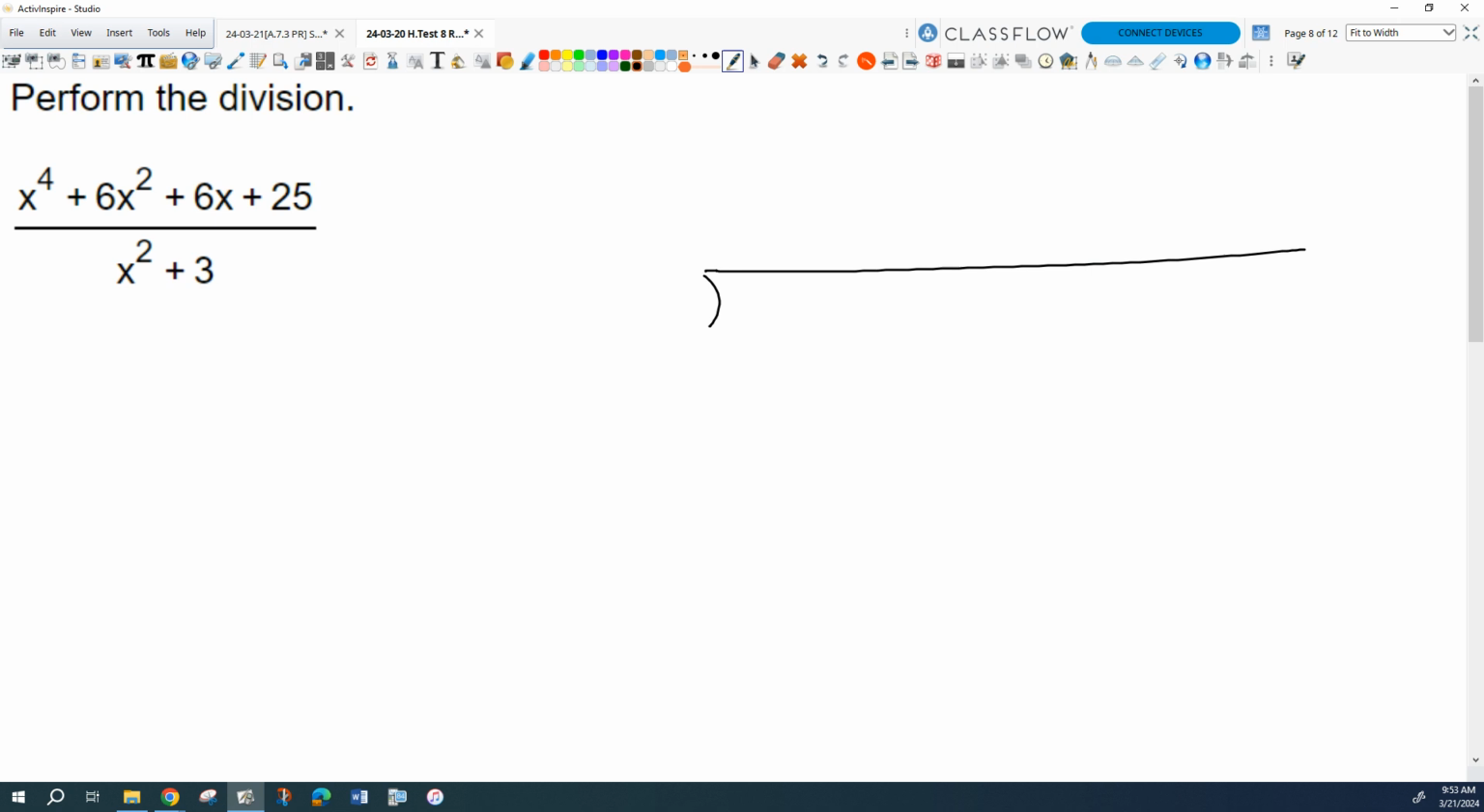What goes inside? Tell me exactly what to write inside. X to the fourth plus 0 x to the third. Good. Plus 6x squared plus 6x plus 25. Okay, what goes out front? X squared plus 3.